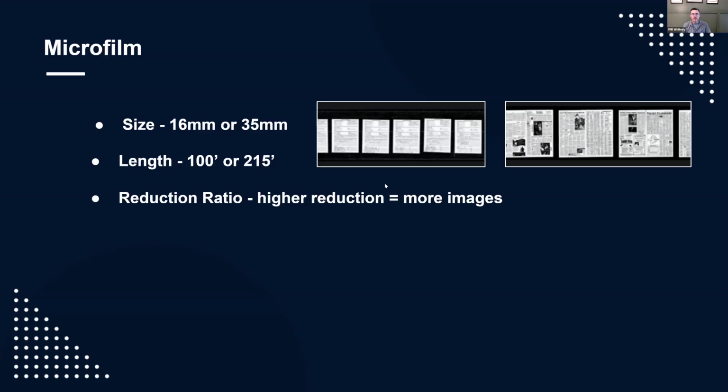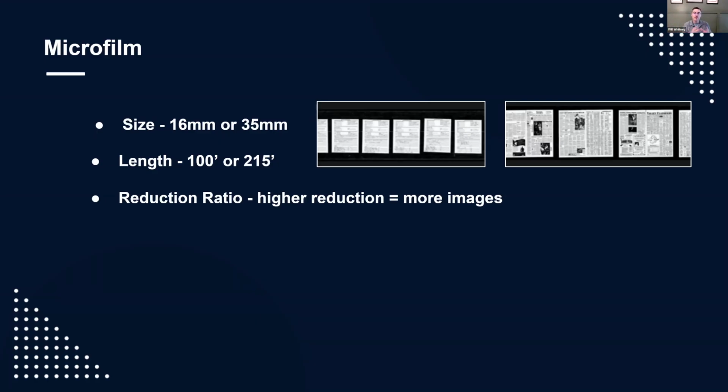Reduction ratio means a higher reduction means there are more images. So if you have, let's say, a 42x reduction ratio, it means that if you blow up the image you're looking at 42 times, that's the original size of the image. If you have 48x, that means it's a smaller image because you'd have to blow it up 48 times to get the same original image.